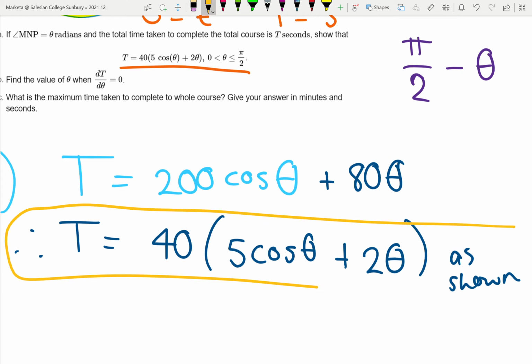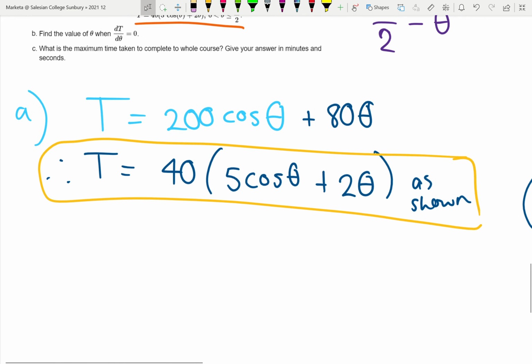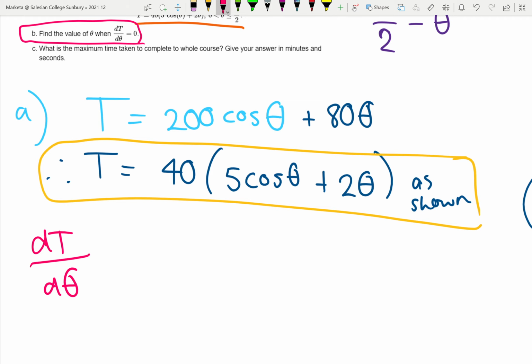So that's part A. So now it says find the value of theta when dt over d theta equals 0. And notice that that's a special point when you have the gradient equals 0. It would be a maximum or a minimum, a turning point. So this is like a light bulb one to think, okay, well, what is it when the gradient equals 0? Oh, it's a turning point, or it's a maximum or a minimum. Okay, so dt over d theta.